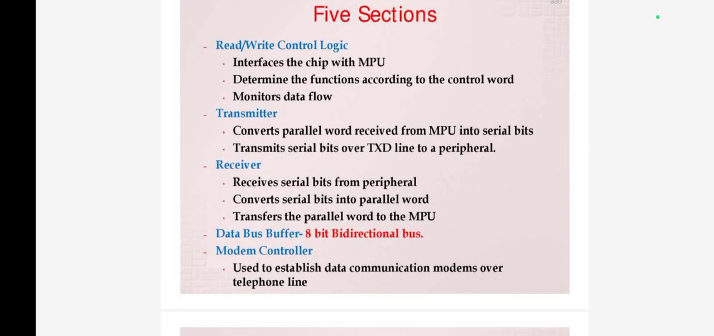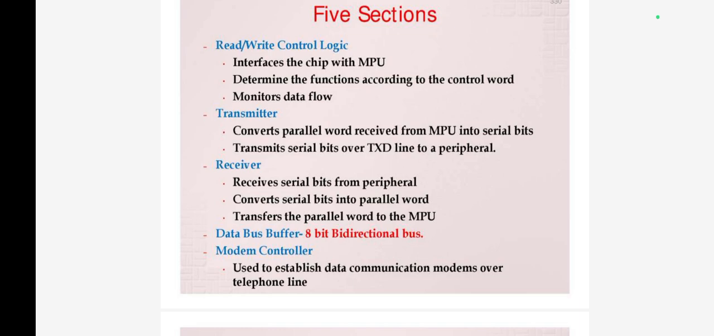This block diagram consists of 5 different sections, namely read write control logic, transmitter, receiver, data bus buffer, and modem controller. Read write control logic controls the operation of the peripheral depending upon the operation initiated by the microprocessor. It also selects one of the two internal addresses, which are the control and data addresses. The control signals are control word or data and read bar.